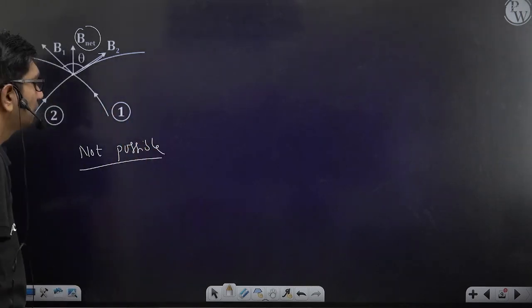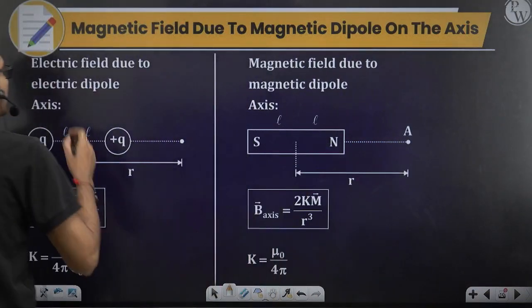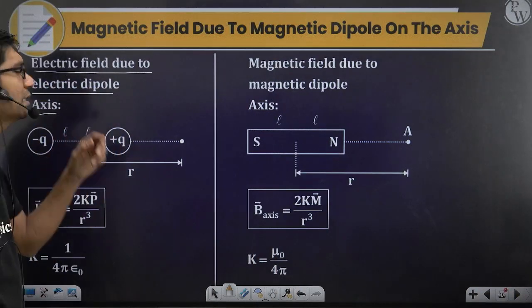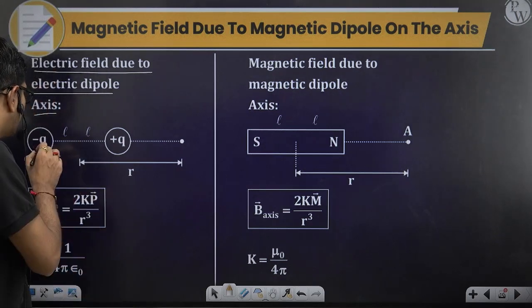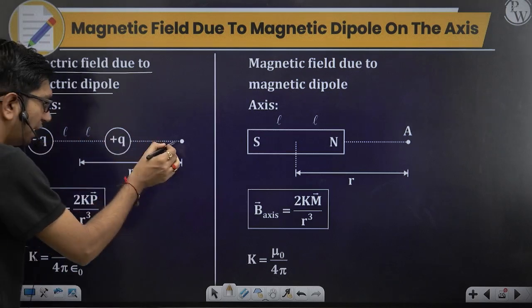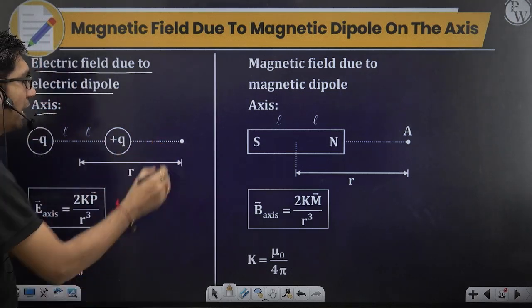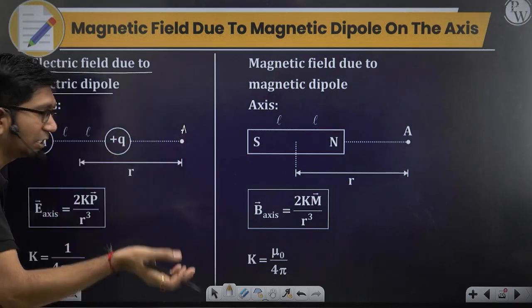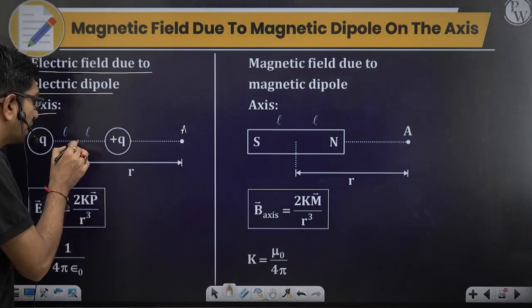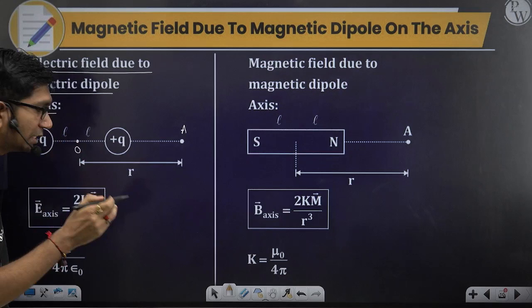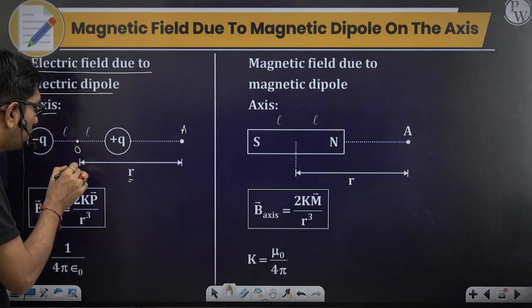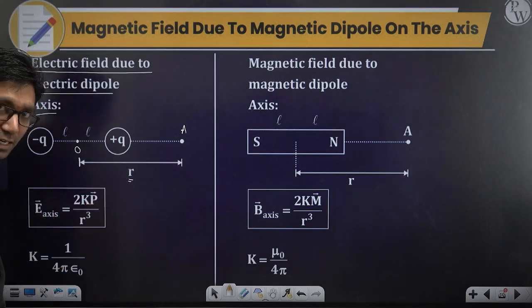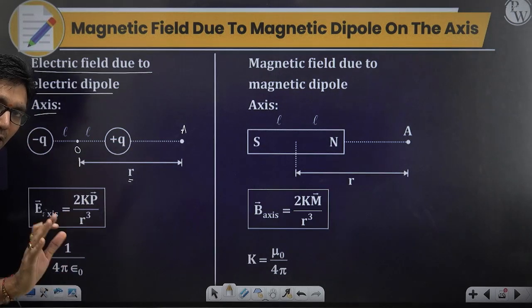Now, see here, electric field due to an electric dipole on the axis. This is a negative charge, this is a positive charge, and this point is on the axial line. Let this be point A. At this point, we have to calculate the electric field intensity due to this dipole. This is the origin I am taking, O. Remember, the distance r is always taken from the origin O to this point. Now, the electric field on the axis due to the dipole is 2kp by r cube, where k is 1 by 4 pi epsilon naught.